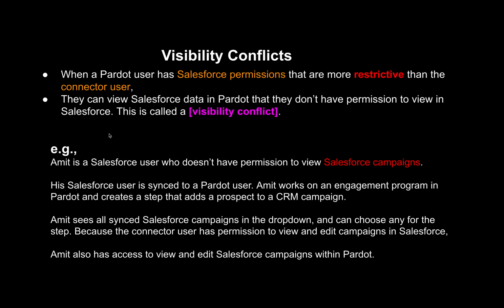For example, let's say Amit is a Salesforce user who doesn't have permission to view Salesforce campaigns. It means when Amit logs into their Salesforce org, Amit won't be able to view Salesforce campaigns, because campaigns are also syncing with Pardot. What about if Amit is doing something in Pardot? Amit's Salesforce user is syncing with a Pardot user, right? Because the Salesforce user and Pardot user are also in sync, right?